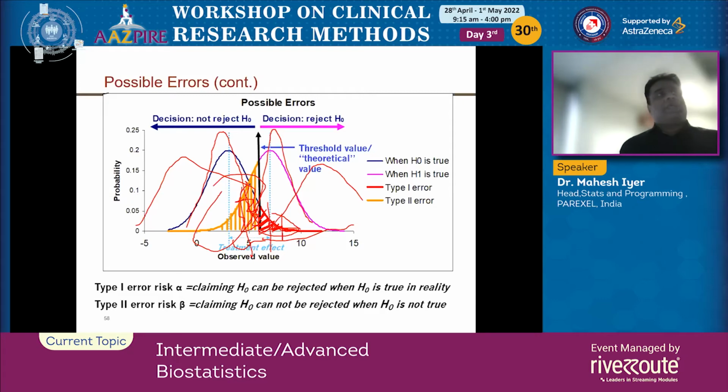If you want to do a one-sided test, no problem. Do a one-sided test. But do it at 2.5% alpha. Nobody will have a problem.